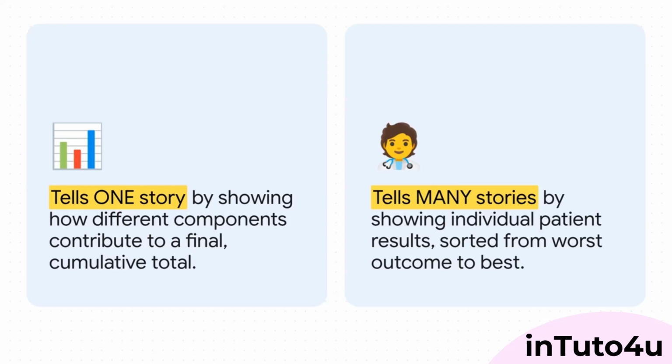And that difference is absolutely crucial. You see, the finance chart tells one cumulative story about a single total. The oncology plot, on the other hand, tells many individual stories all at once. And while the finance chart is chronological, the oncology plot is sorted by outcome, from the patients who responded the worst all the way to those who responded the best.